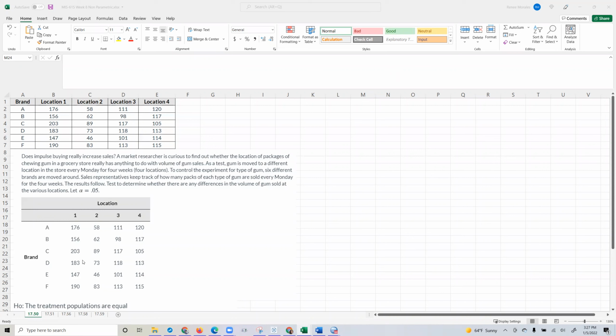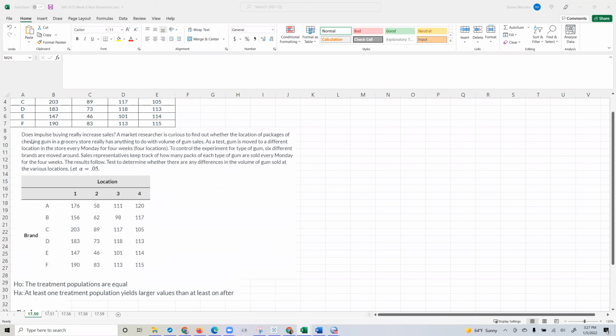So in this example, we have some data that's given to us, and the question that we're trying to solve is whether or not impulse buying really increased sales. We have a market researcher who's curious to find out whether the location of packages of chewing gum in a grocery store really has anything to do with the volume of gum sales. So gum is moved to a different location in the store every Monday for 4 weeks. And you can see the different locations that they have with the different brands.